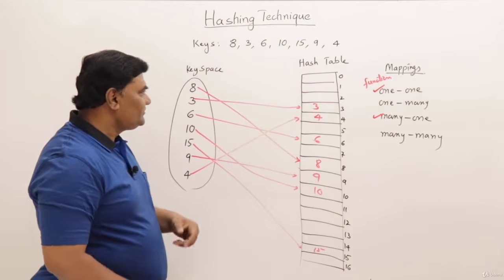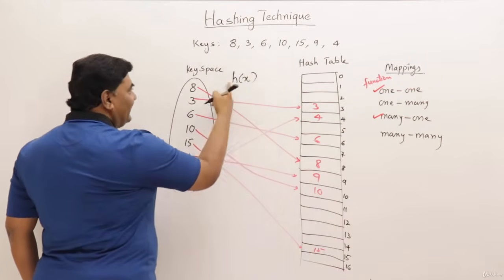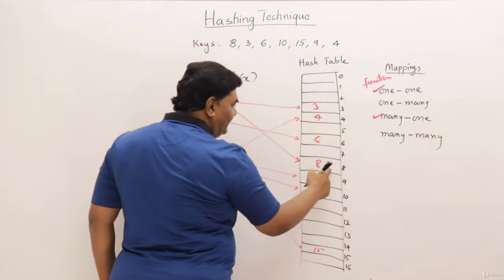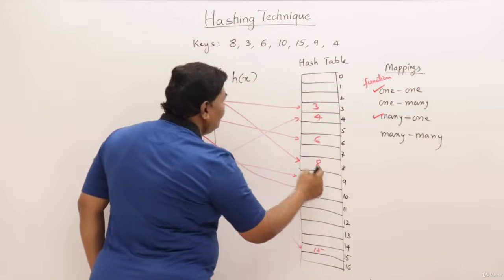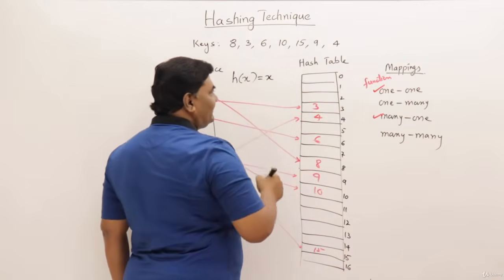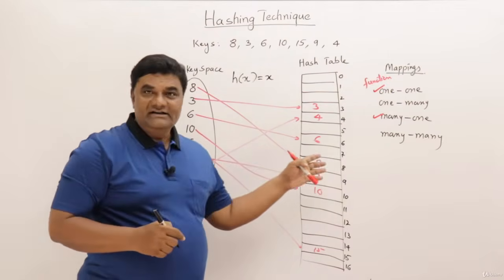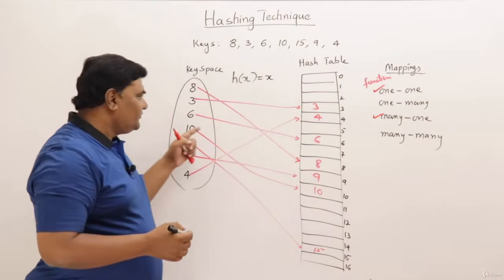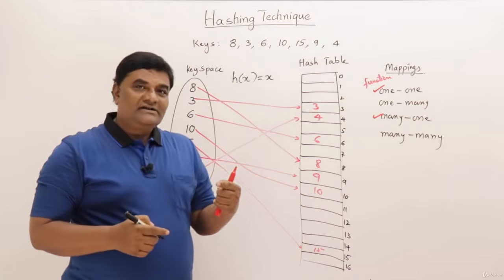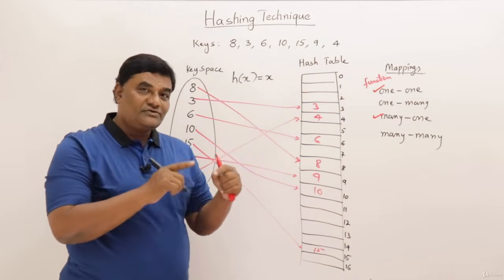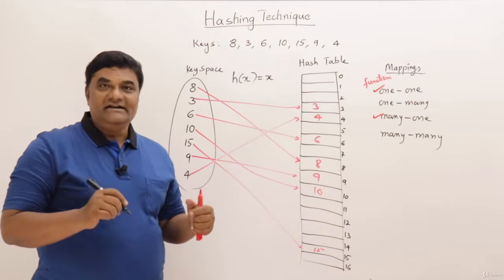So what is the function used here? See, the function h of x, if I give x as 8, then what is the answer here? 8. If I give 10, h of 10, answer is what? 10. So h of x is equal to x. This is the function used here for mapping keys on a hash table. So we say that we are not storing the elements directly. We are using a hash function. That hash function is giving us the index and we are storing a key at that index given by the hash function. Yes, this is the idea.